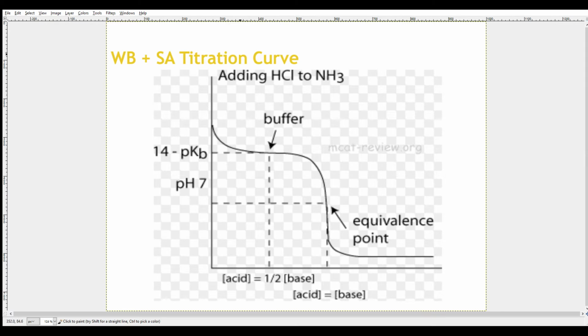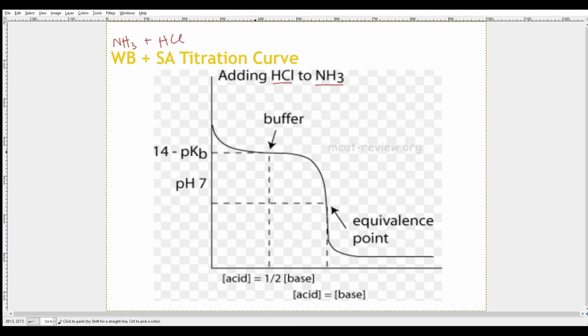All right, so here is now a weak base, so something like ammonia, plus a strong acid, something like hydrochloric acid. Oh, I just made those up, and look at that, they match the graph.